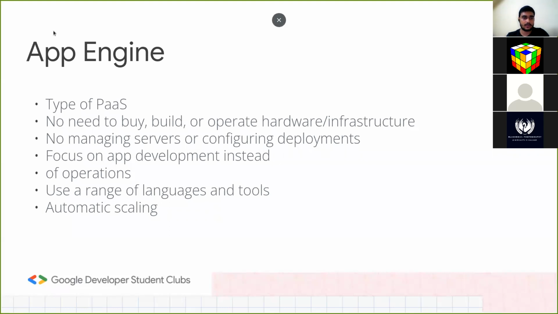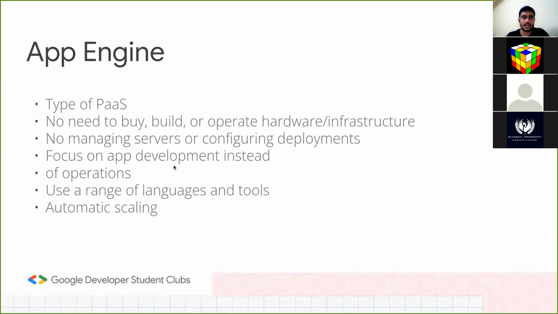The other point is no need to buy, build, or operate hardware infrastructure. The hardware is there in Google's infrastructure, and they added a layer of App Engine. On that layer, you are going to build your application using different languages. Again, no managing servers or configuring deployments. This is the very basic feature of serverless, available across all the serverless products.